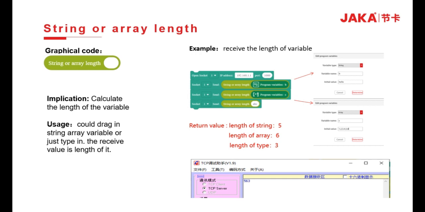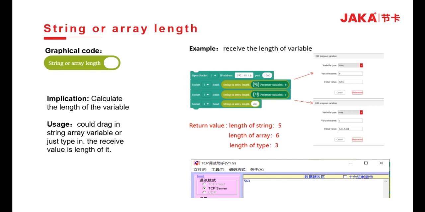Look at the example on the right. We have the first variable named B with the word hello inside. Then we have the variable C, which is an array with 6 numbers inside. Then we input inside the function A, B, C.